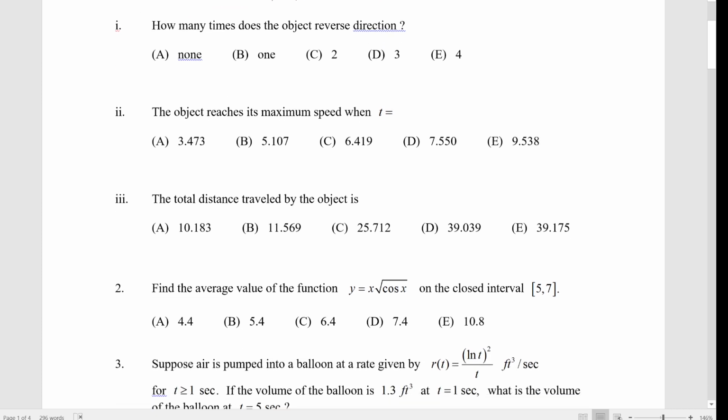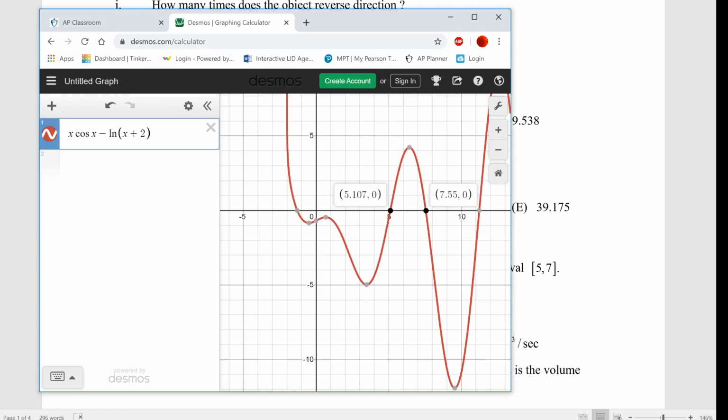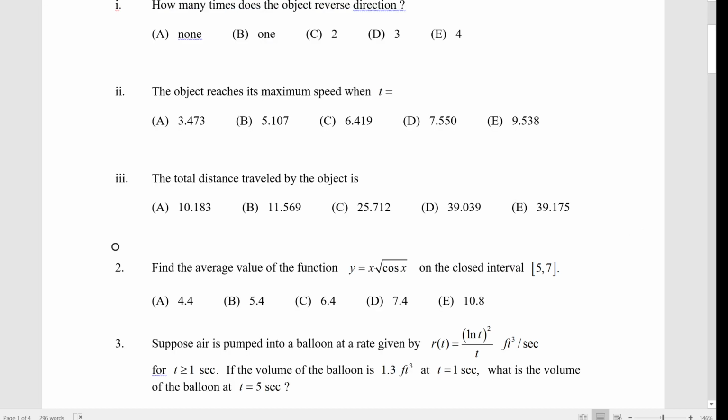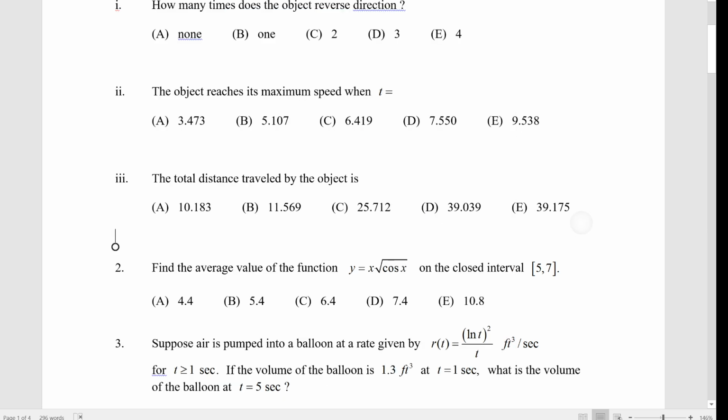Anyways, part 2 of this question. The object reaches its maximum speed when? Its maximum speed happens when it's farthest from the x-axis. So this one's actually a little tricky by looking at the graph, because it seems like it should be up here, but it's not, because this is much farther. This low point down here is much farther from the x-axis, which means it reaches its maximum speed here at the end of the interval at 9.538.